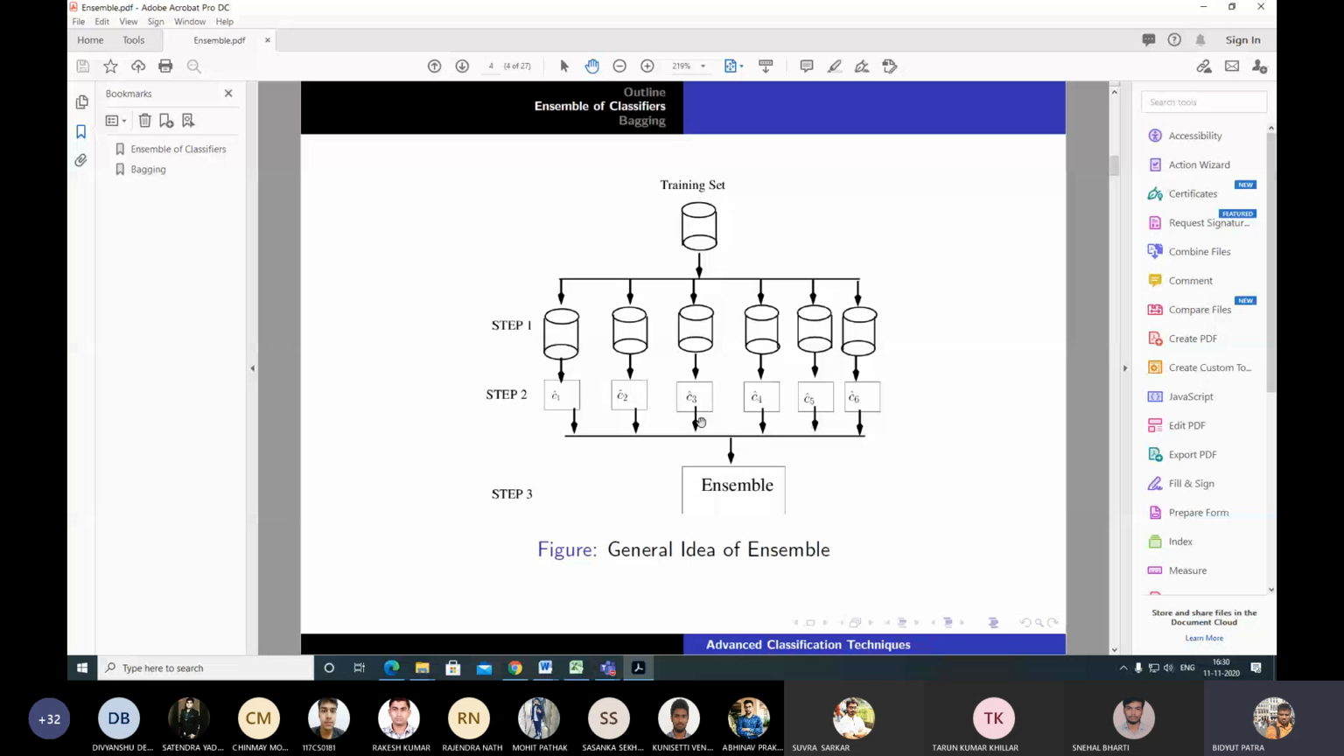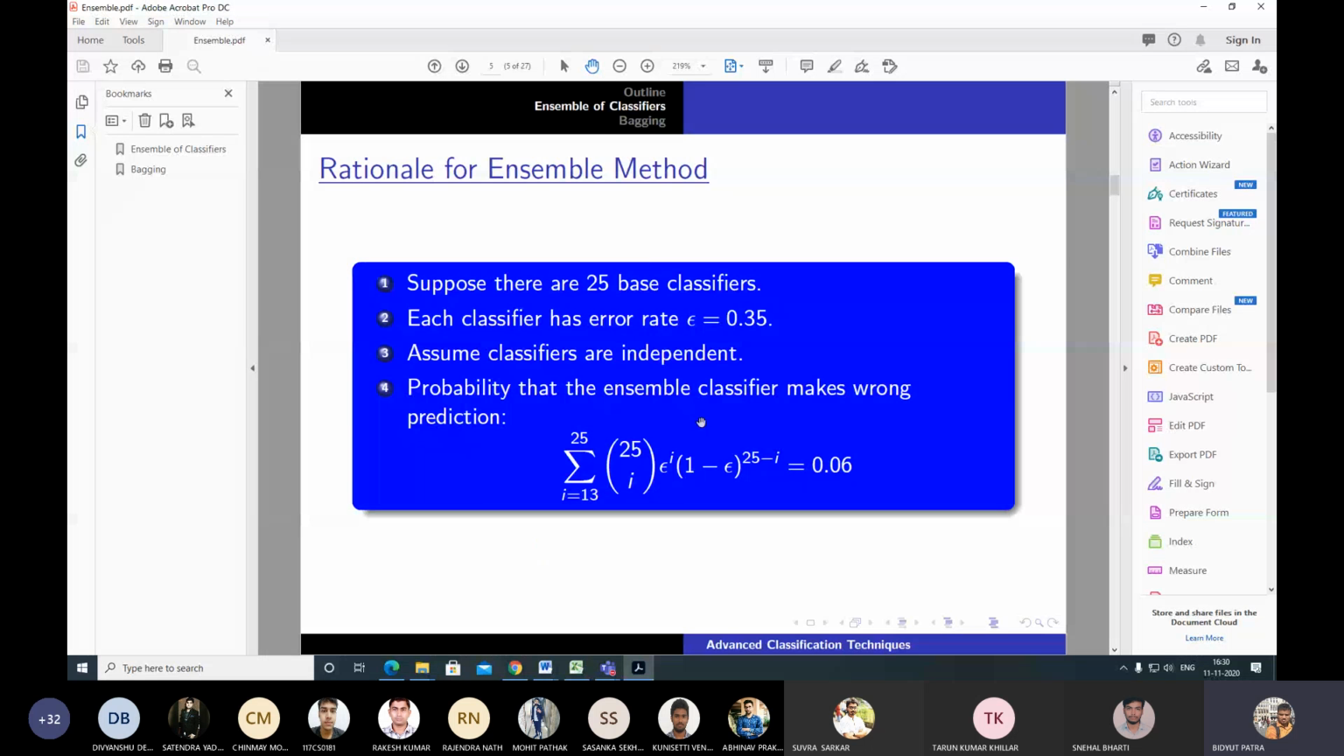Maybe I can show you some statistics here. Suppose there are 25 base classifiers. That means instead of a single classifier, you now have 25 classifiers. And as I said, a classifier must be better than a random classifier. The classification accuracy for a random classifier is 50% and the error rate is also 50%.